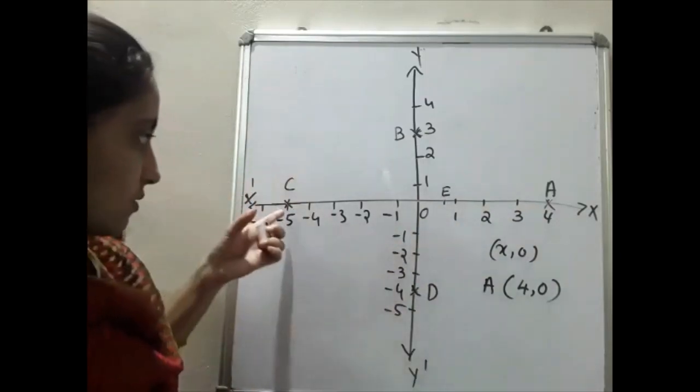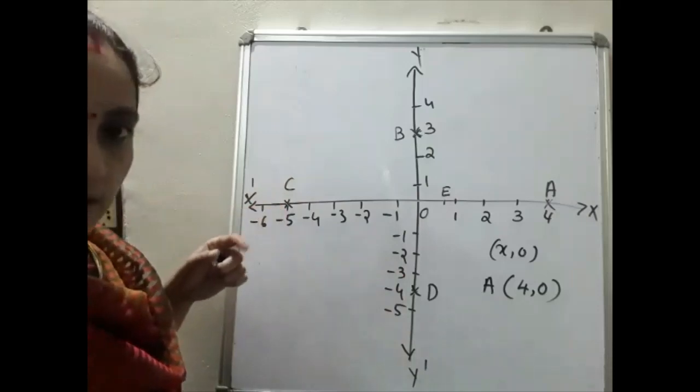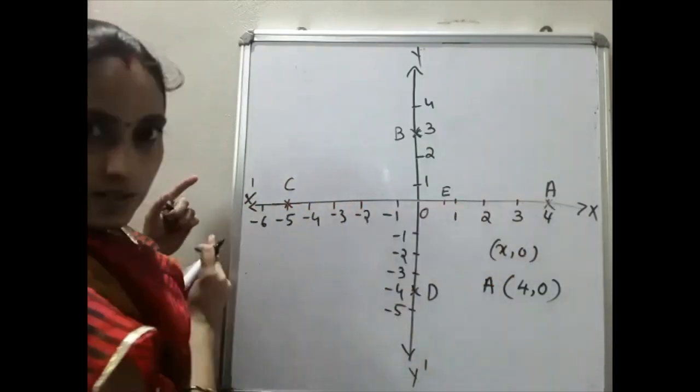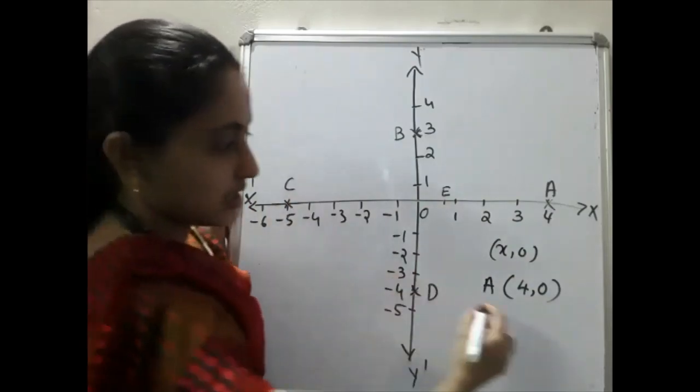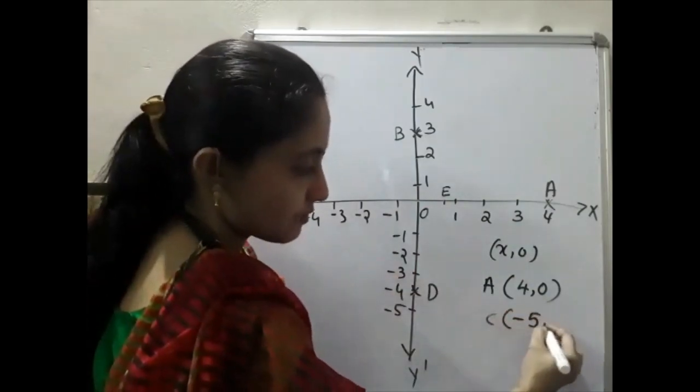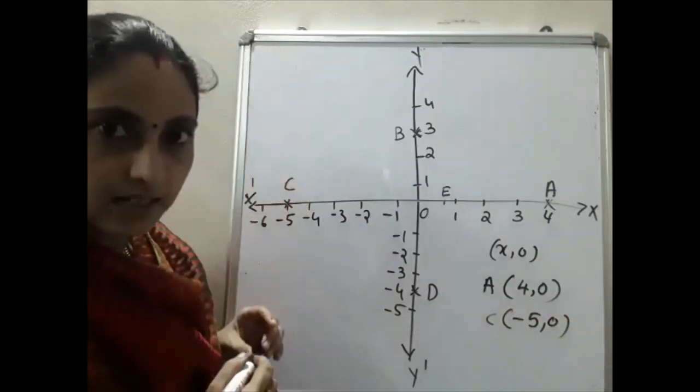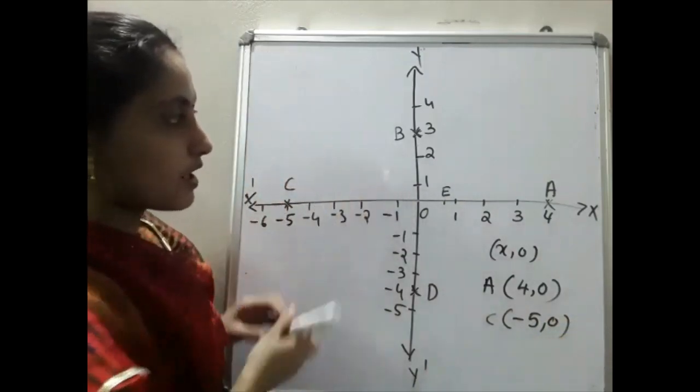Then can you say what the point C is here? C is also on the x-axis. This line is also a horizontal line. So the point C is (-5, 0). Clear? Yes.